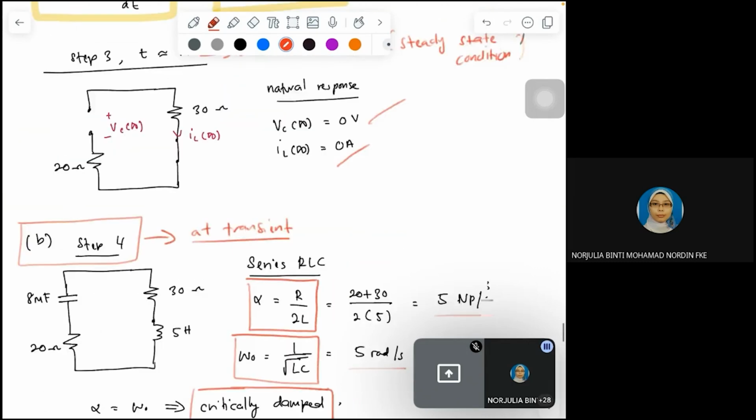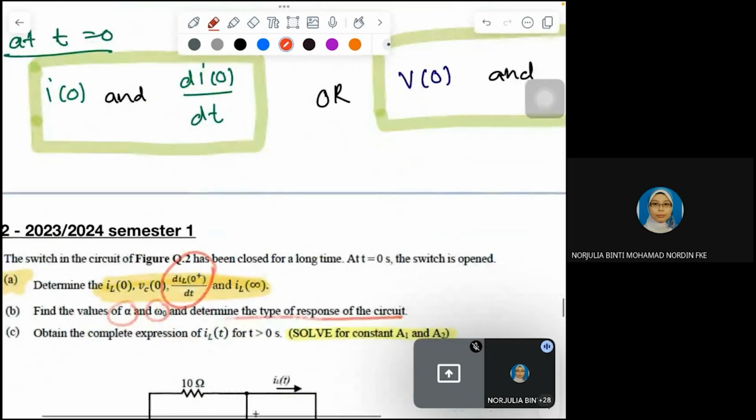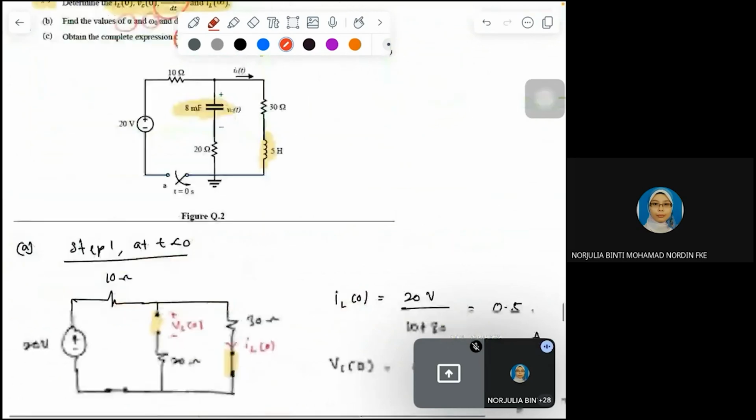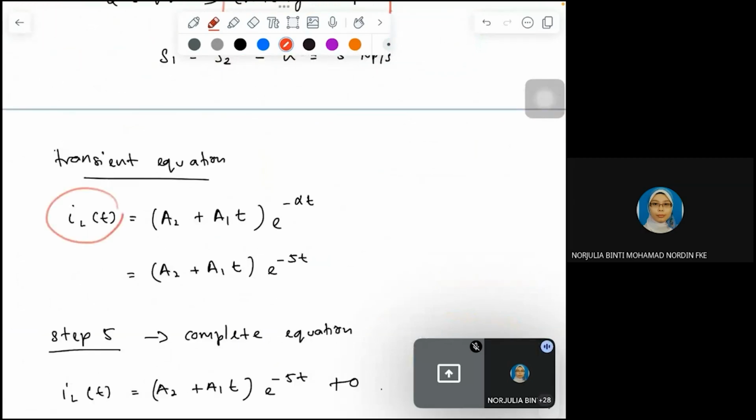Where did I know my transient equation for current? It is based on this circuit. This is the question. They require me to calculate or write down the complete expression of current. So from there, I know that my transient equation for current is this. This is the transient equation for critically damped.